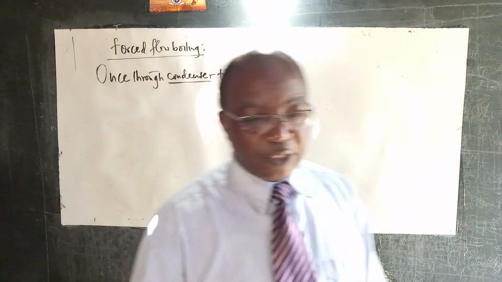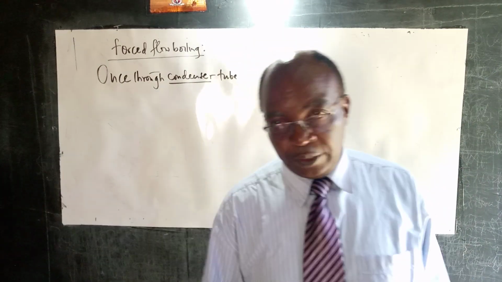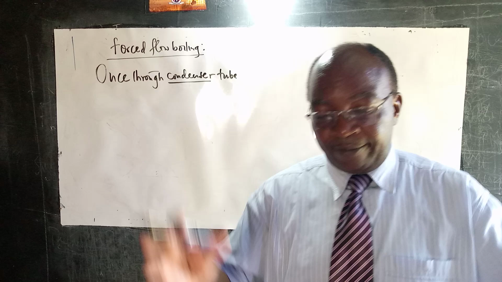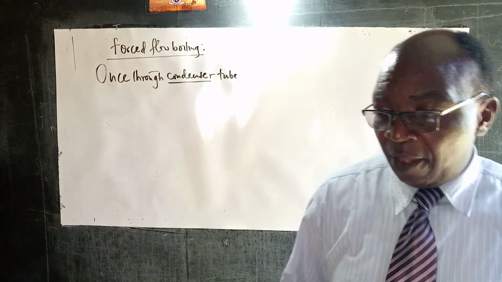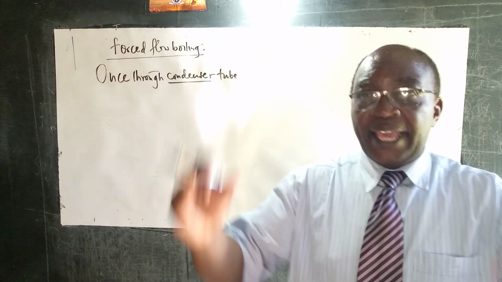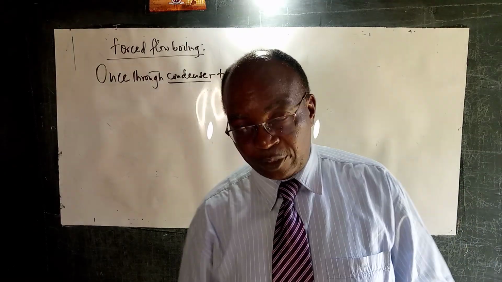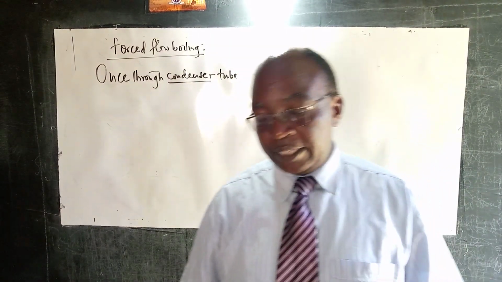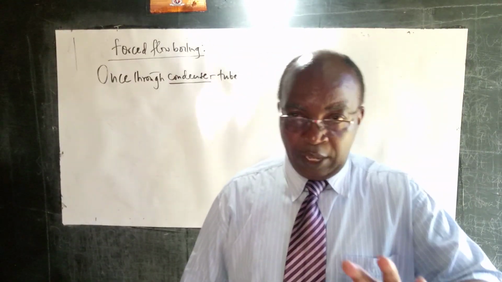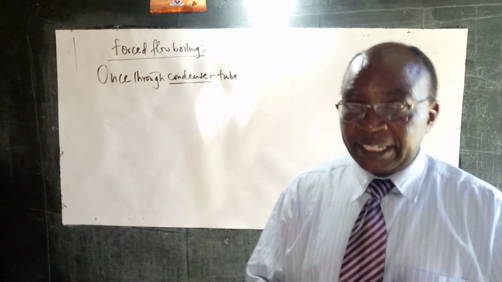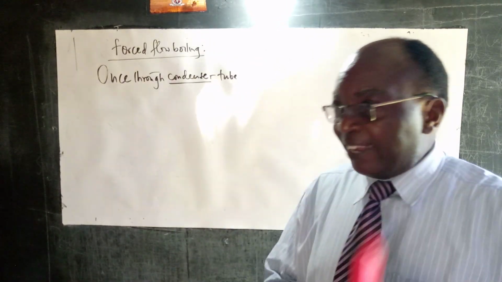This once-through condenser tube is simply a straight flow system where, when we are vaporizing our fluid and we reach the exit, it is not recirculated. So this once-through condenser tube will be in a vertical position.